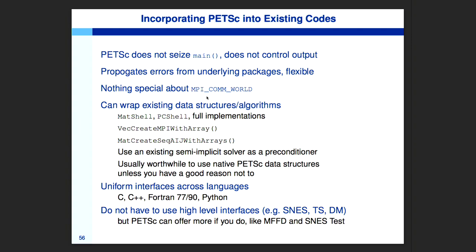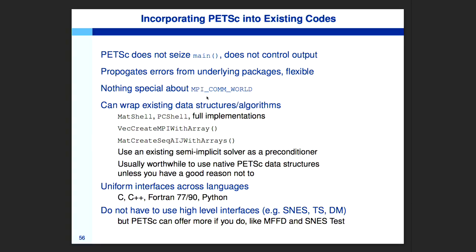If you have an existing code, you might find it useful to incorporate existing data structures and algorithms that you already have, so that you could, say, compare those with some of the others provided in the library. That is all possible using the various capabilities for so-called shell matrices and shell preconditioners. That would enable you to wrap your existing functionality and then call it through the PETSc interface. For example, if you have a matrix data structure that you want to use, you can then call that through the higher level nonlinear solvers and whatnot by using this approach.